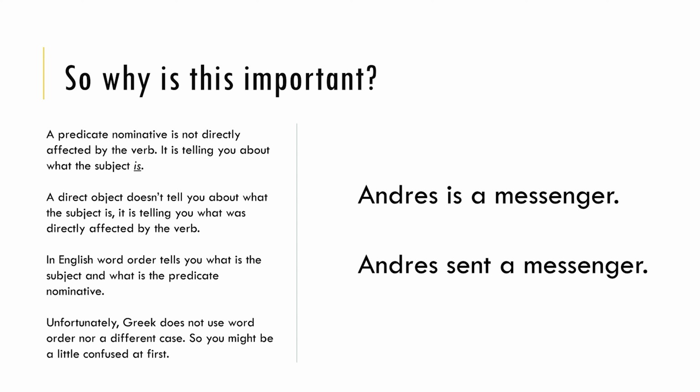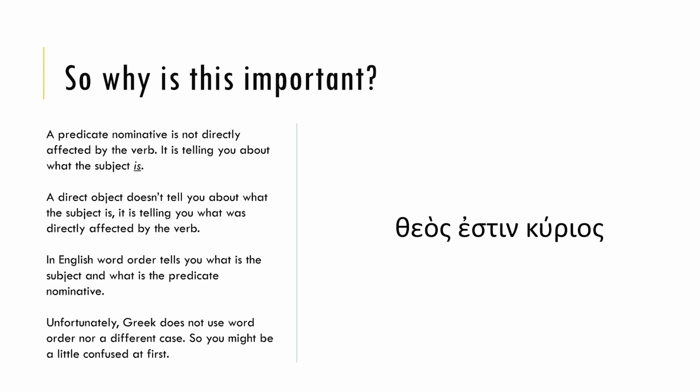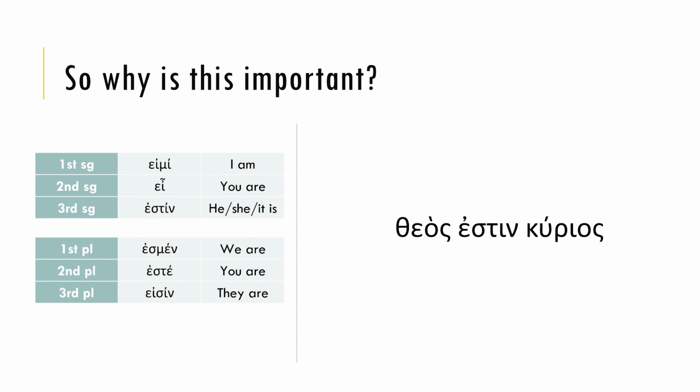Let me give an example. If you have the phrase Theos estin Kyrios, all right? Now, we just put up this chart earlier. It's the eimi. But if you look down to the third person singular, it's he, she, or it is. And so we know that estin is he, she, or it is. It's a to be word, all right? And then if we parse the other two words, right?